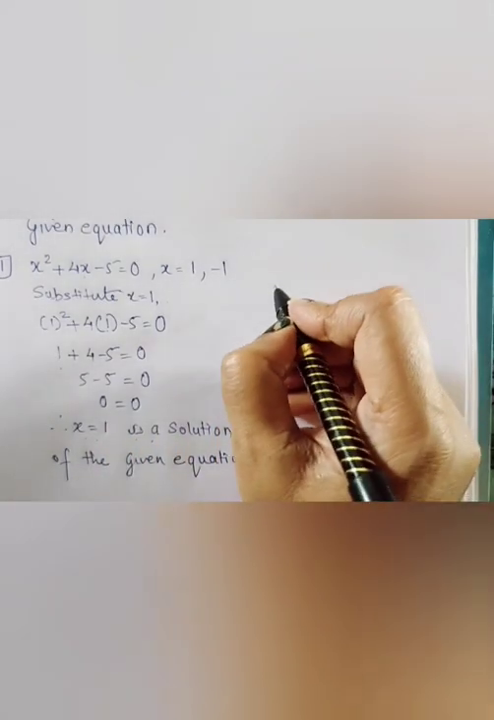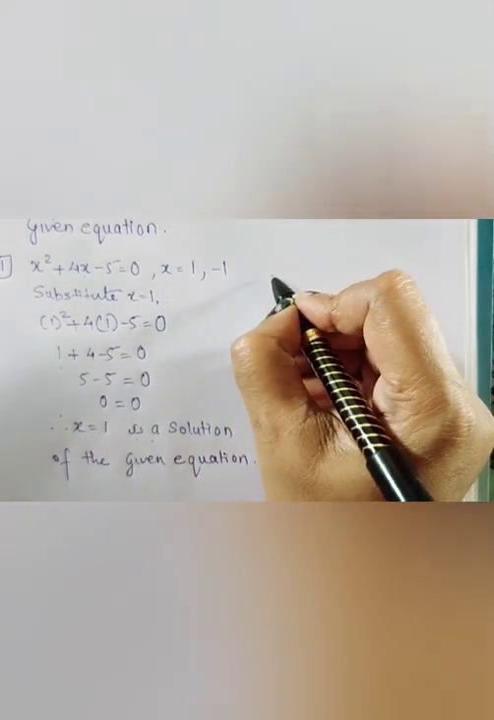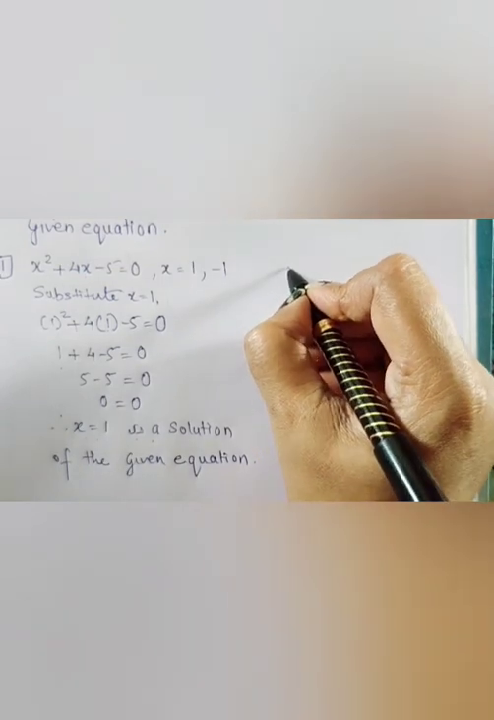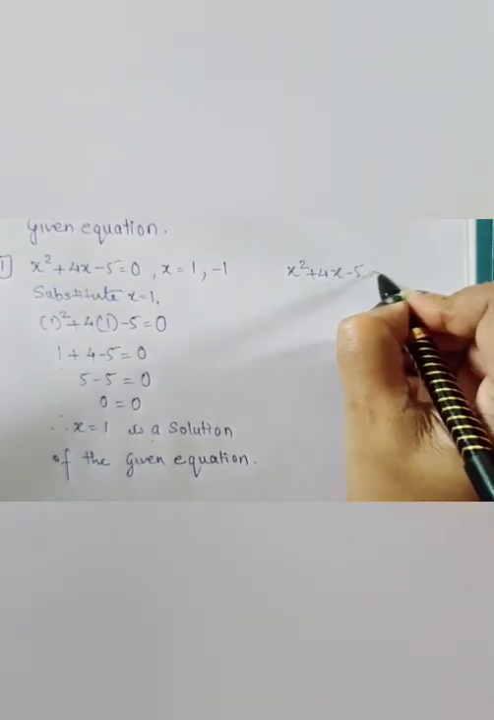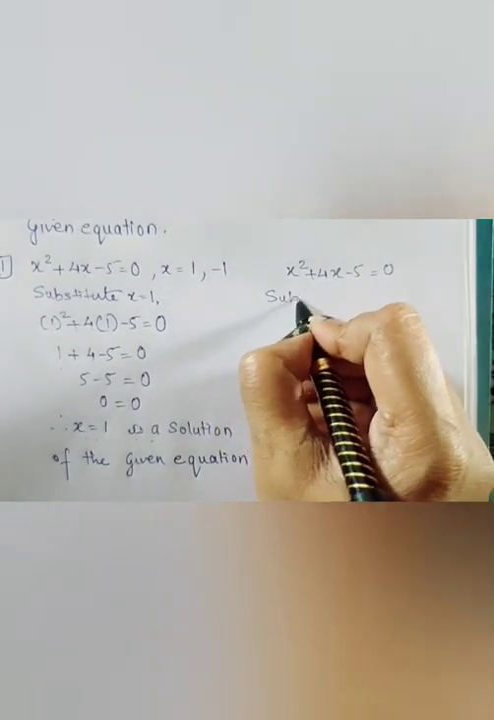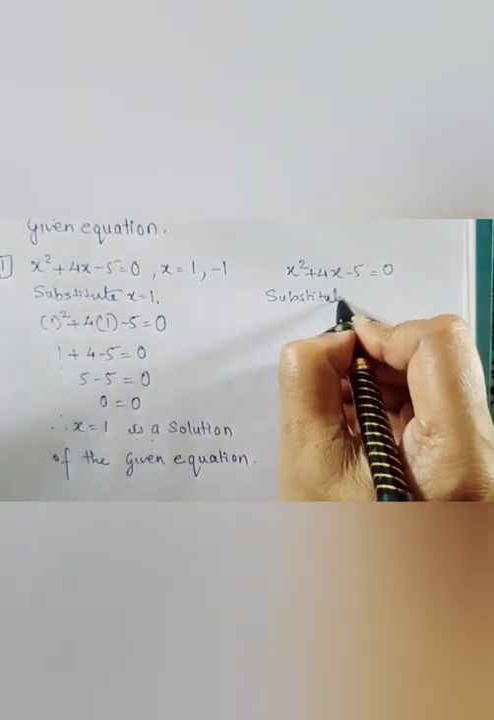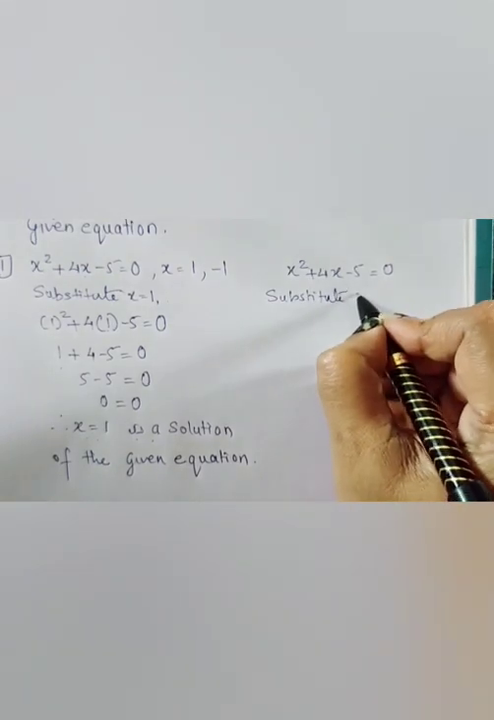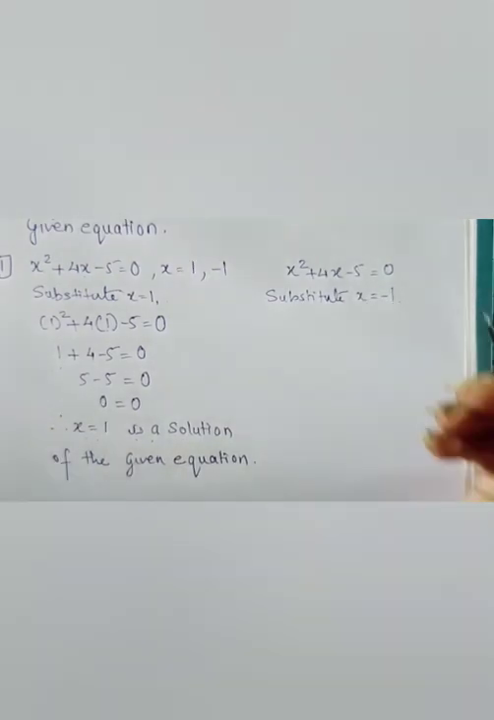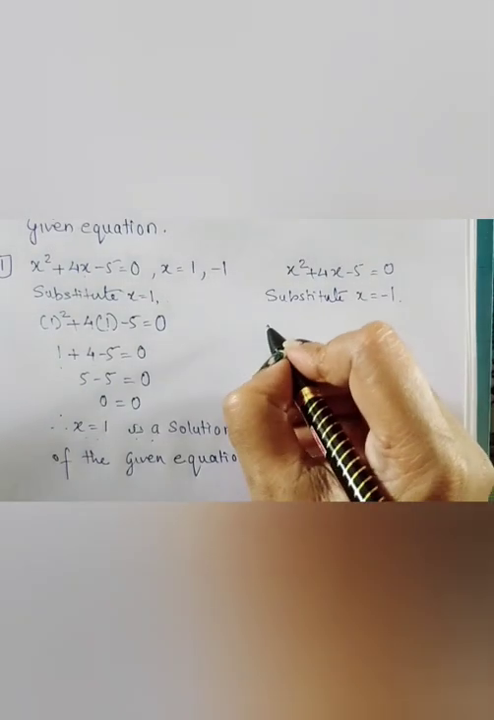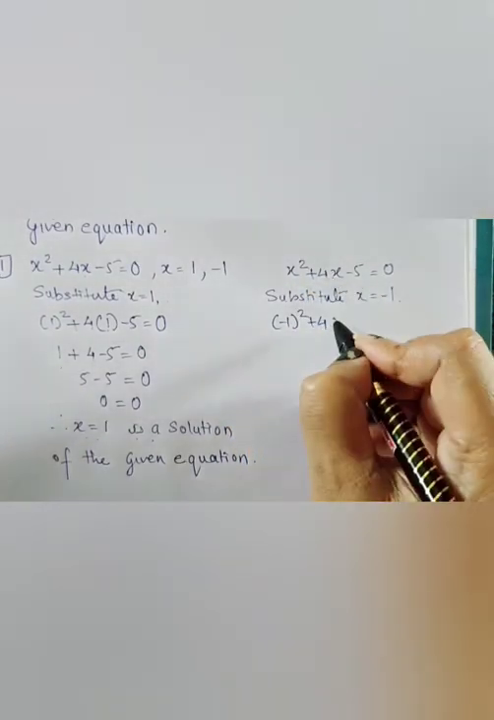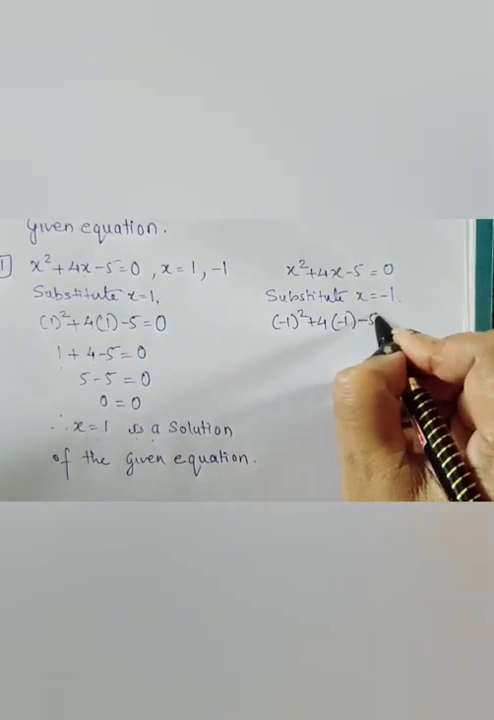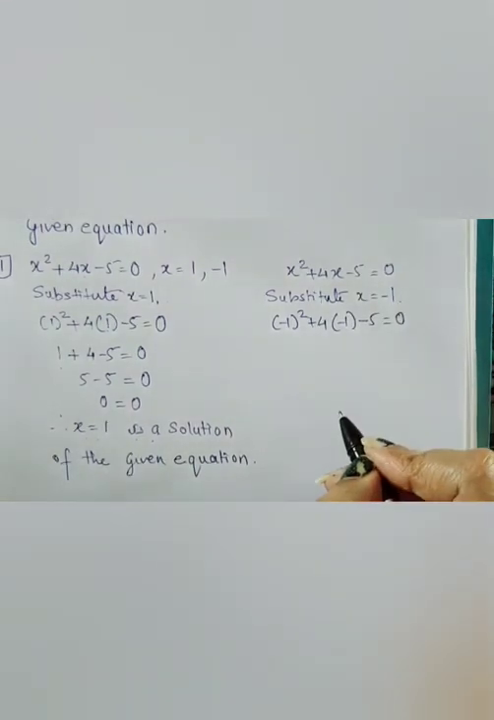Next equation, we are going to substitute minus 1. I am writing here, I hope it is visible. x square plus 4x minus 5 equal to 0. Substitute the value, that is x is equal to minus 1. In the place of x, minus 1 square plus 4, in the place of x again minus 1, minus 5 equal to 0.